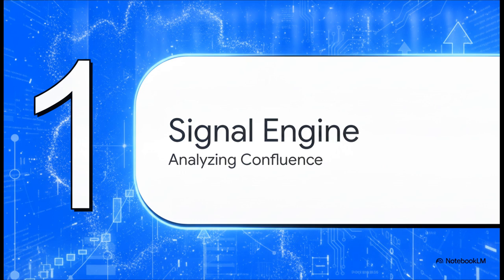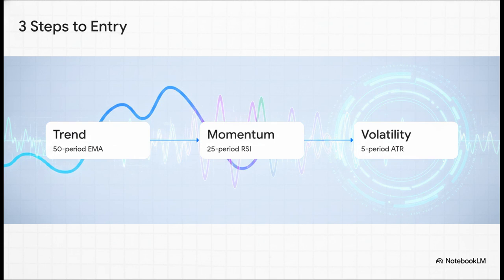All right, kicking things off with Module 1, the quantum signal engine, where we analyze market confluence. Now, before a single cent of capital is even risked, this EA looks at 3 very specific entry criteria. Step 1 assesses the overarching trend using a 50-period exponential moving average. Step 2 measures market momentum with a 25-period relative strength index. And Step 3 evaluates the immediate volatility using a fast 5-period average true range. So it's this exact precise combination, a 50 EMA, a 25 RSI, and a 5 ATR, that forms the foundational logic of the EA's entries.